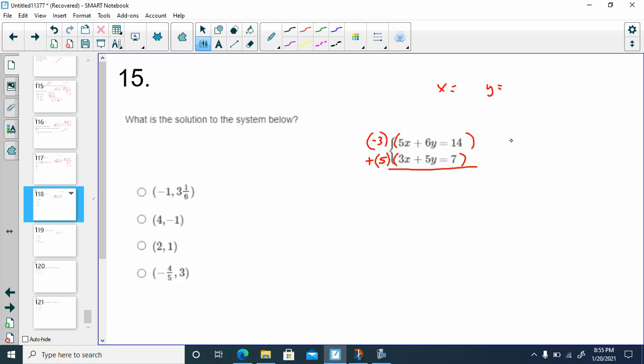Okay? -3 times 5 is -15x. -3 times 6 is -18y. -3 times 14. See, 4 times 3 is 12. That's 3. -3, that's -42. 5 times 3 is 15x. 5 times 5 is 25y. 5 times 7 is 35.